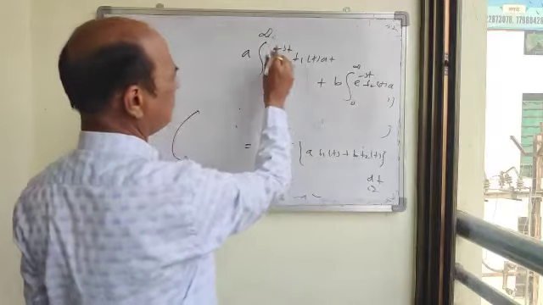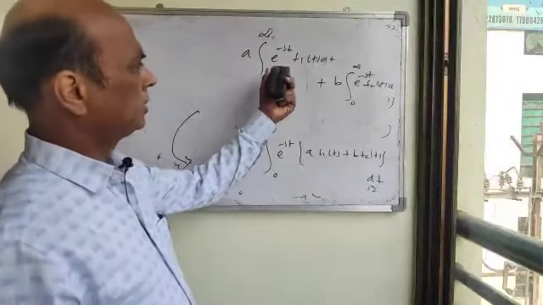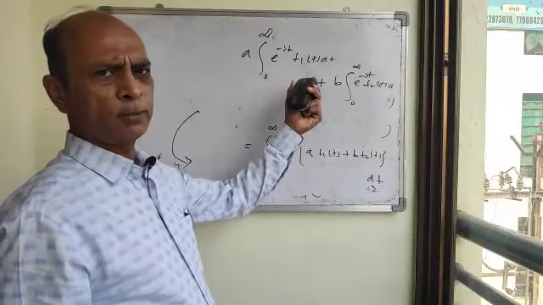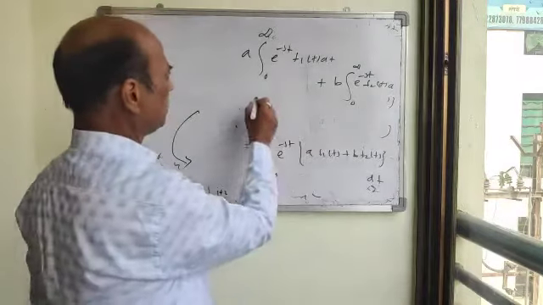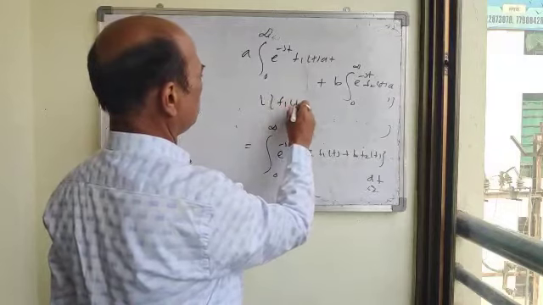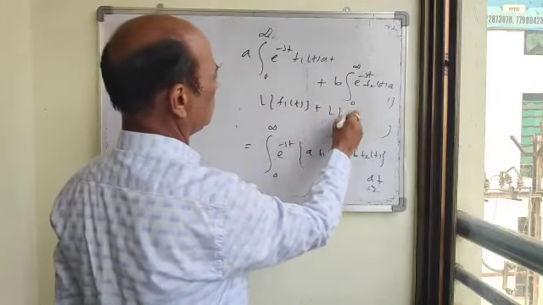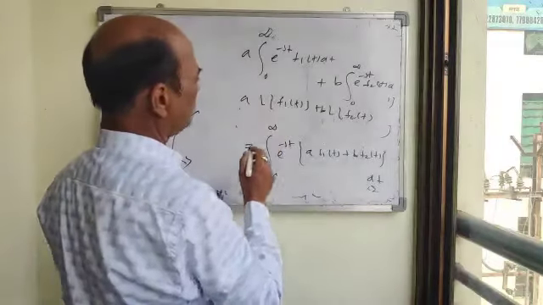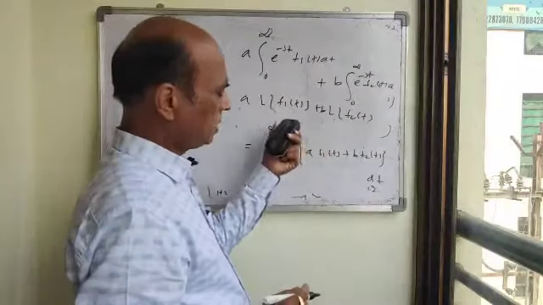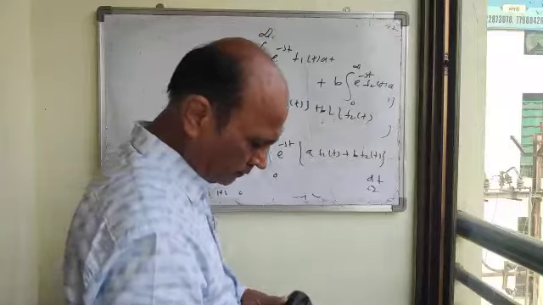Now what is this? A into the integration from 0 to infinity e to the power minus st f1 of t means what? It is nothing but the Laplace transform of f1 of t, and this is the Laplace transform of f2 of t, and these are constants. That is a L of f1 of t plus b L of f2 of t.